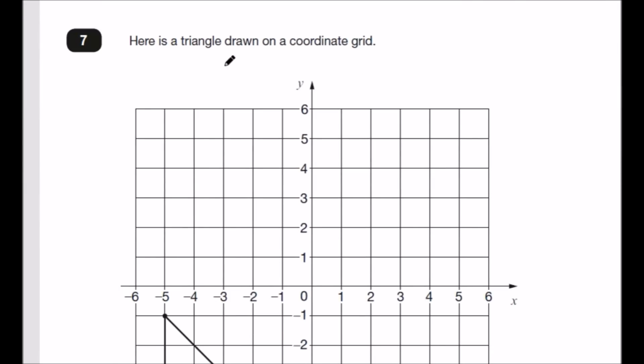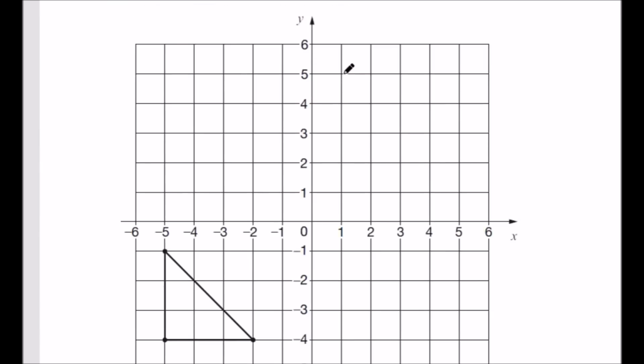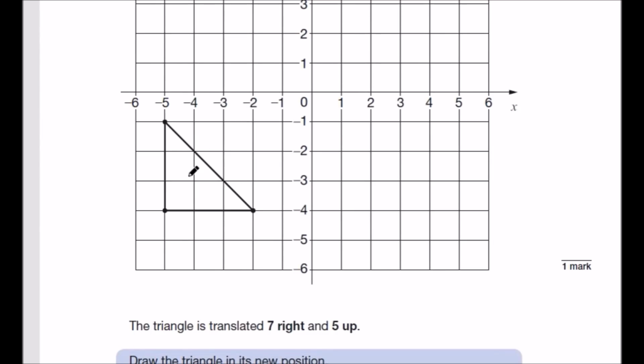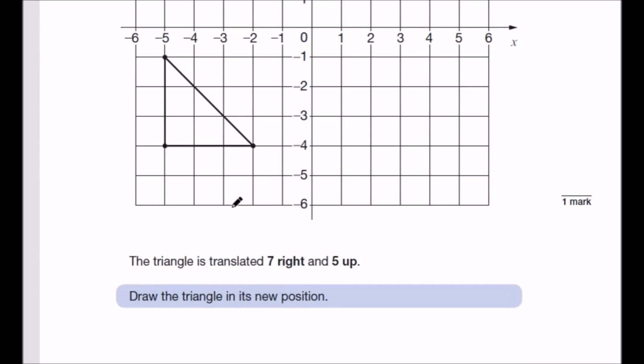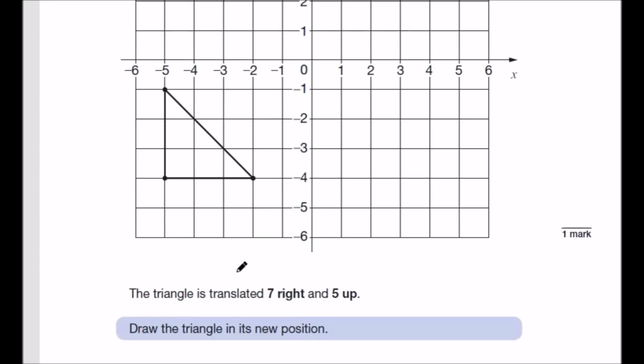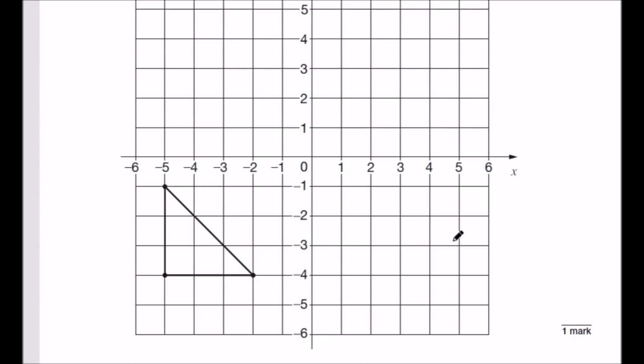Here is a triangle drawn on the coordinate grid below. So here's a triangle in the bottom left quadrant. The triangle is translated 7 right and 5 up. Translated means it simply shifts, it moves 7 across, 5 up. Draw the triangle in its new position. Okay, so let's have a try.